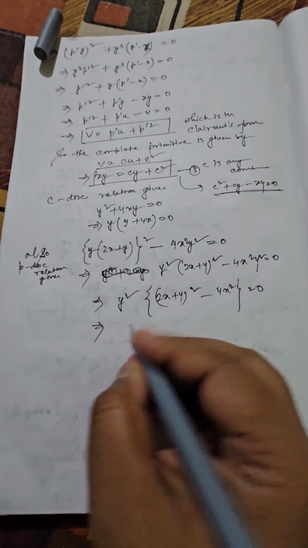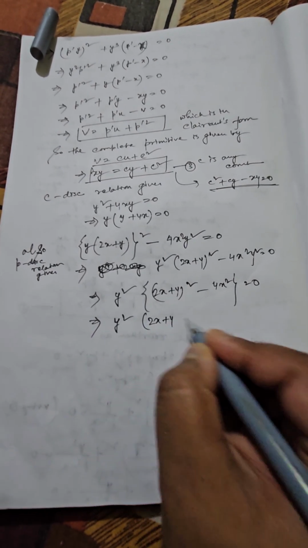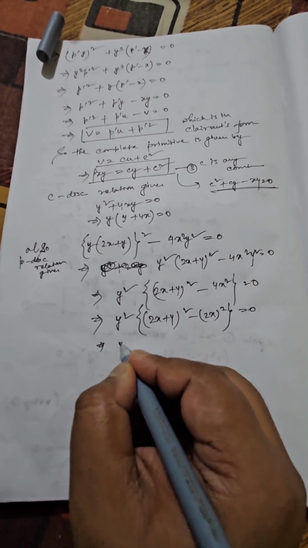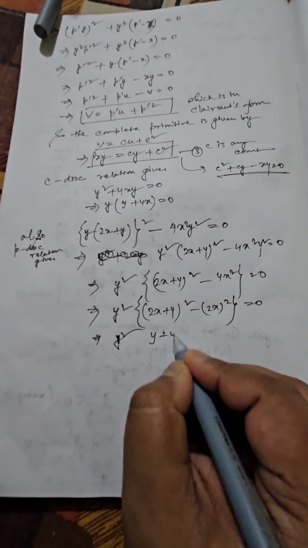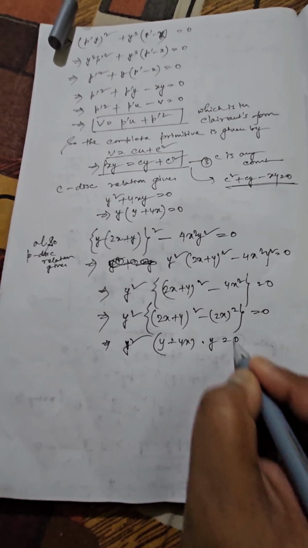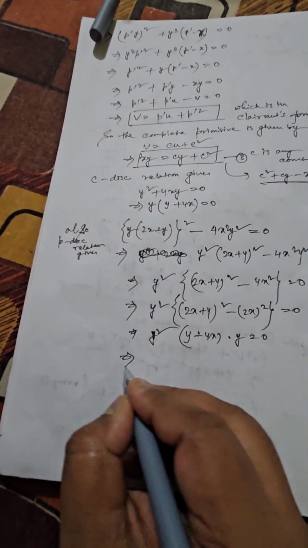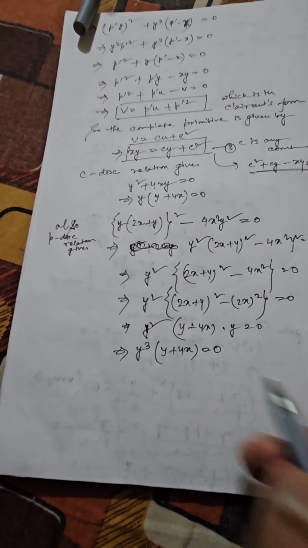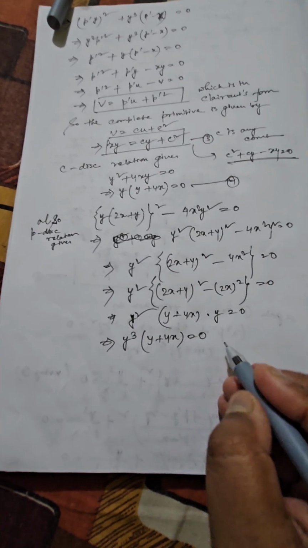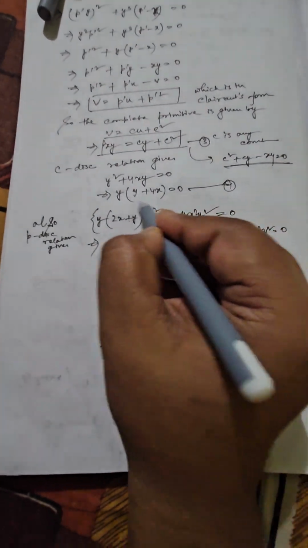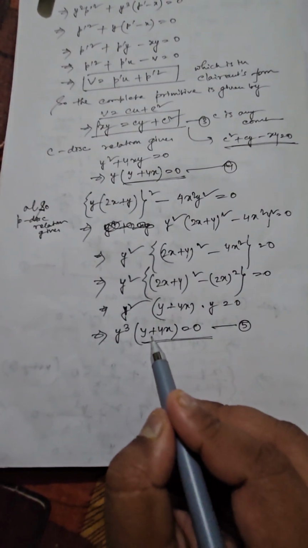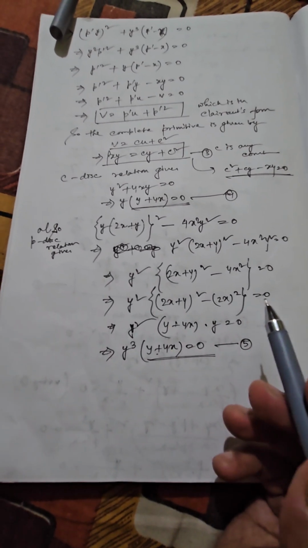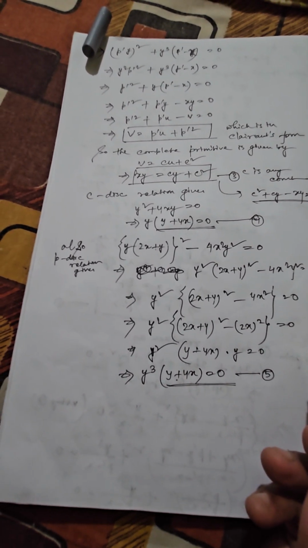So from here you can say 2x plus y whole square minus 2x whole square, so y plus 4x, and again you will get y. So in this fashion you have obtained y cube into y plus 4x equal to 0. Now again you will see, so this is equation 4 and this is equation 5. From 4 and 5 you can see this particular factor occurs once in both p discriminant and c discriminant relation, and consequently you can say this is nothing but a singular solution.